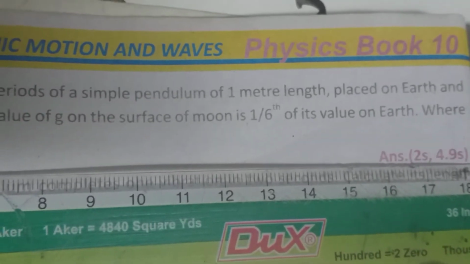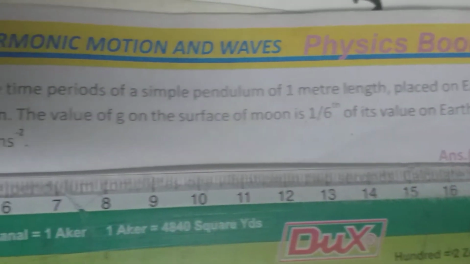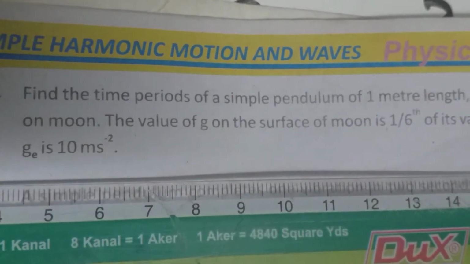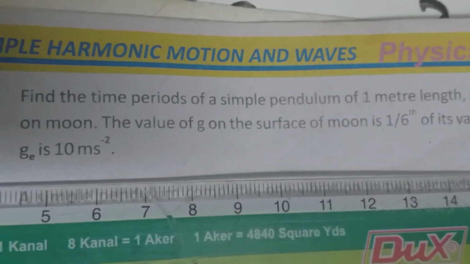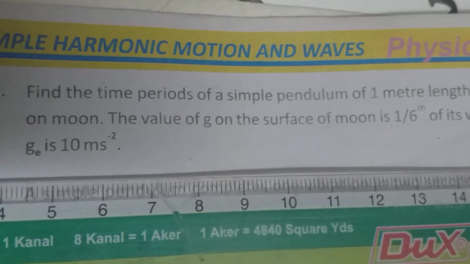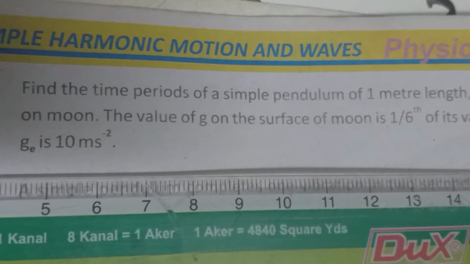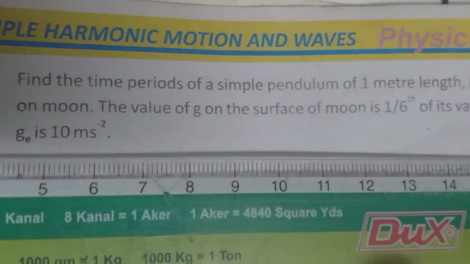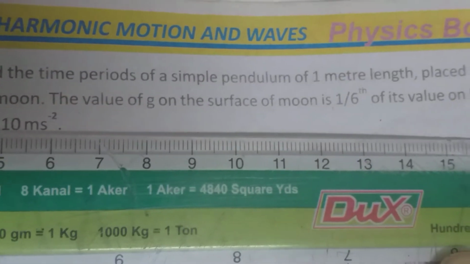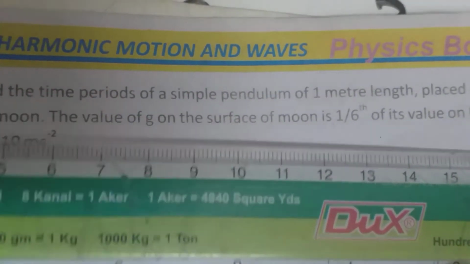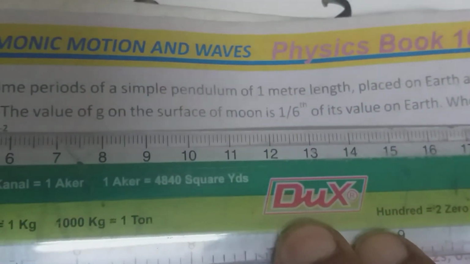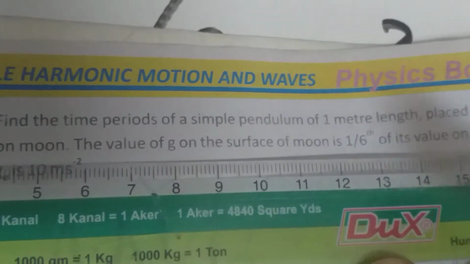Length is 1 meter and it is placed on earth and moon. It means we have to find the time period at two places, on earth as well as on the moon. Once again, find the time period of simple pendulum of 1 meter length. Length is 1 meter and at two places we have to find its time period, on earth and on moon.